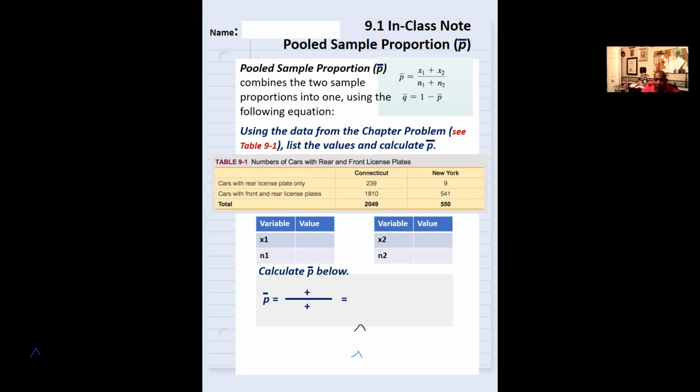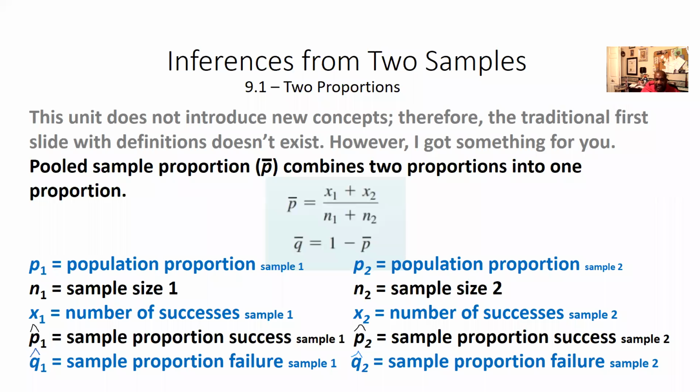Again, the pooled sample proportion is still on the screen. Again, you're going to need that scientific notation. The data, which is really relayed from the chapter problem, is also on here. What I want you to do is to identify and list in this box right here the value of x sub 1, the value of n sub 1, the value of x sub 2, and then also the value of n sub 2.